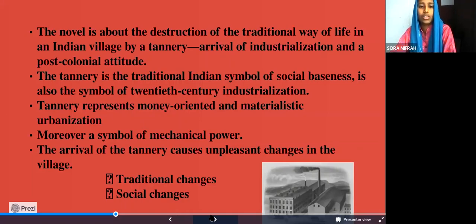The tannery is the traditional Indian symbol of social baseness, and is also the symbol of 20th century industrialization. The tannery represents money-oriented and materialistic urbanization, moreover a symbol of mechanical power. The arrival of the tannery causes unpleasant changes in the village. There are traditional changes and social changes.